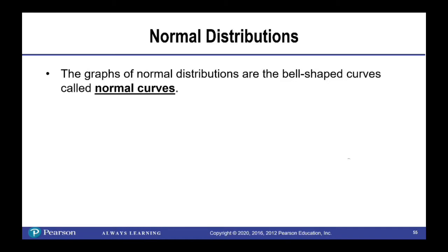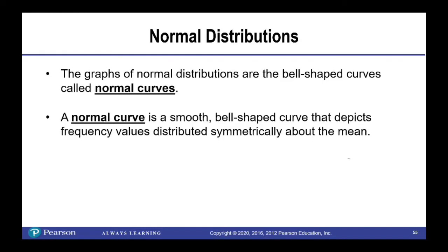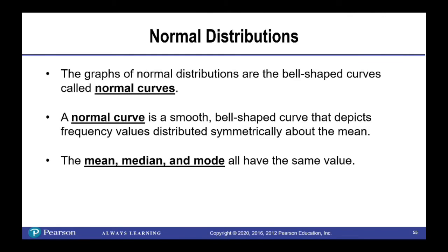Many times in statistics, we deal with what are called normal distributions. These are bell-shaped curves, also called normal curves. Now, specifically, a normal curve is a smooth bell-shaped curve. It depicts our frequency values, and these values are distributed symmetrically about the mean. In a normal distribution, the mean, median, and mode all have the same value.